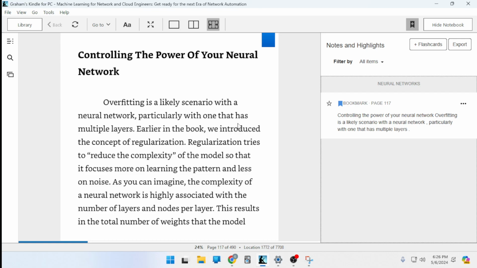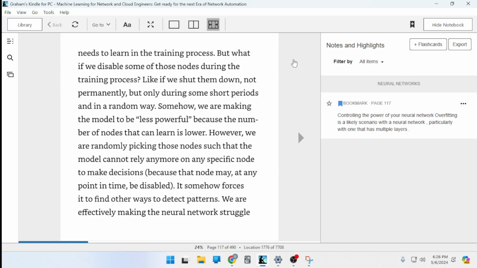Regularization tries to reduce the complexity of the model so that it focuses more on learning the pattern and less on noise. As you can imagine, the complexity of a neural network is highly associated with the number of layers and nodes per layer. This results in the total number of weights that the model needs to learn in the training process.